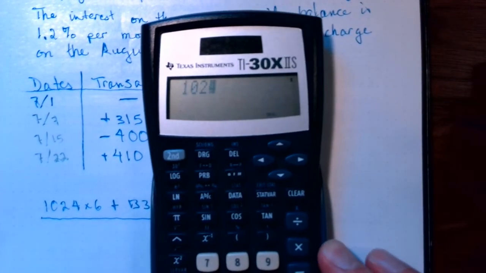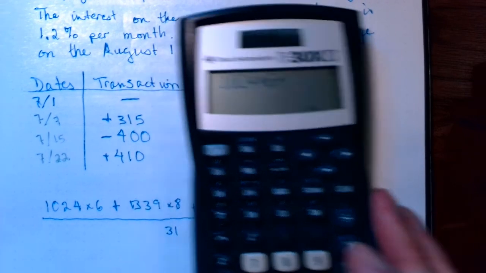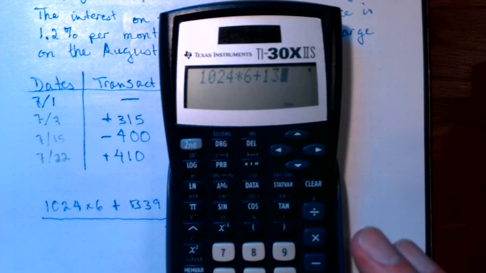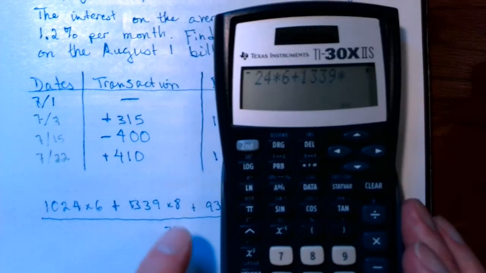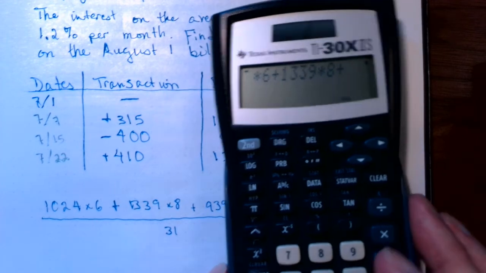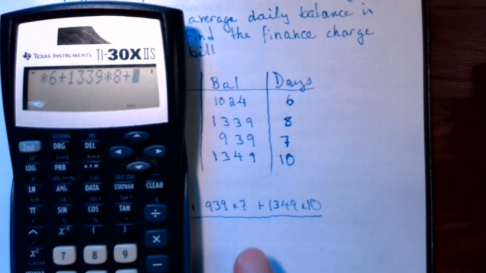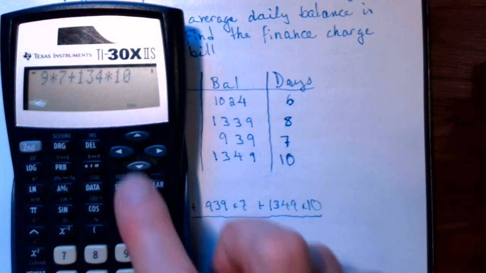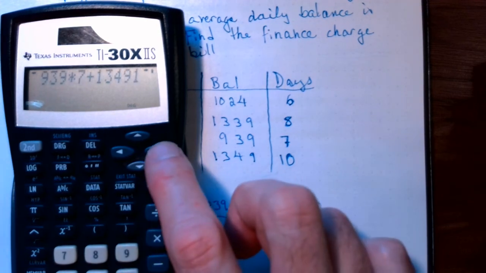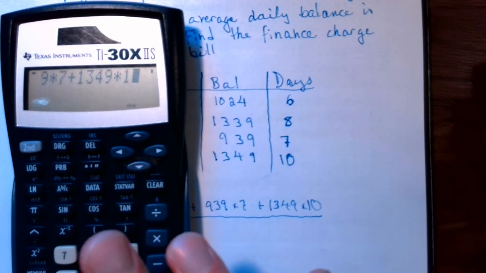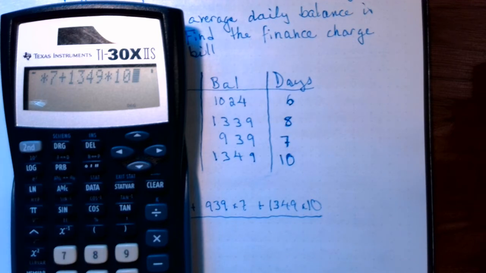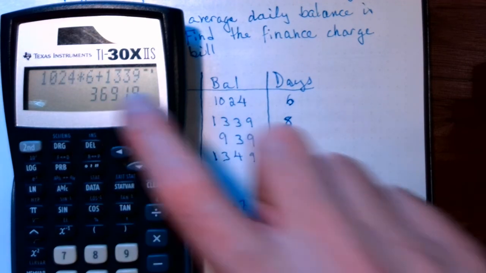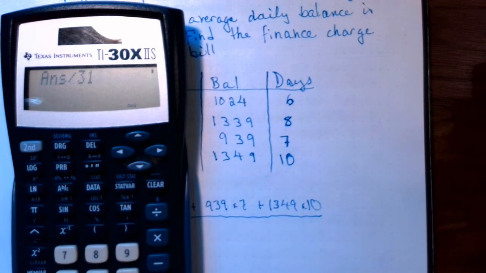So 1024 times 6 plus 1339 times 8 plus 939 times 7 plus 1349 times 10. Oops, 1349 times 10. That's kind of a good thing about this calculator: you can go and edit the input if you need to. Then we're going to press equals, and then we're going to take that and divide it by 31.